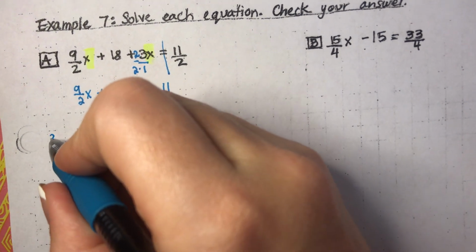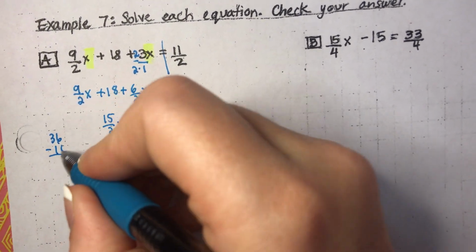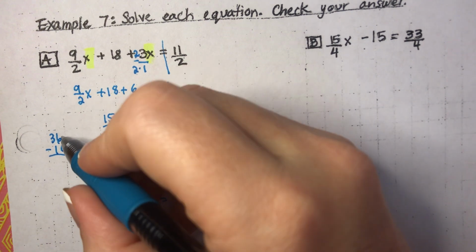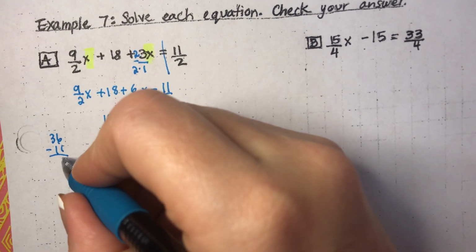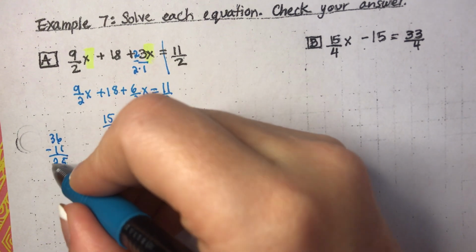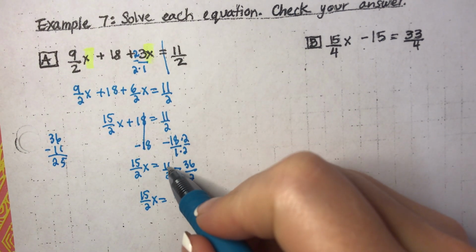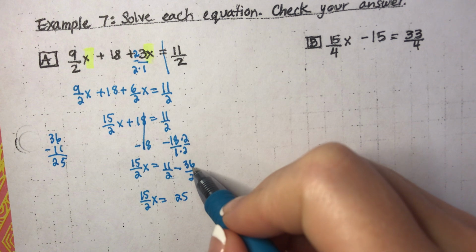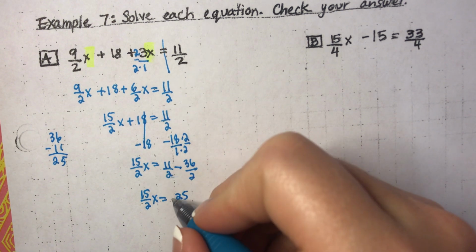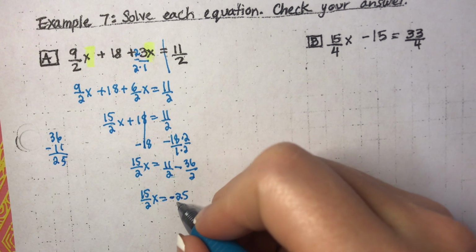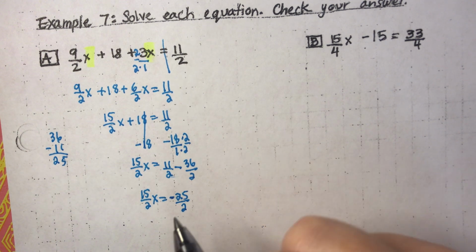Not sure what that is, so I'm just going to do that over here. Find the difference between the two. 6 minus 1 is 5. 3 minus 1 is 2. So the difference is 25. And out of these two numbers, 11 and 36, 36 is bigger and 36 is negative. So that means our answer is going to be negative. And then we just keep that common denominator there.